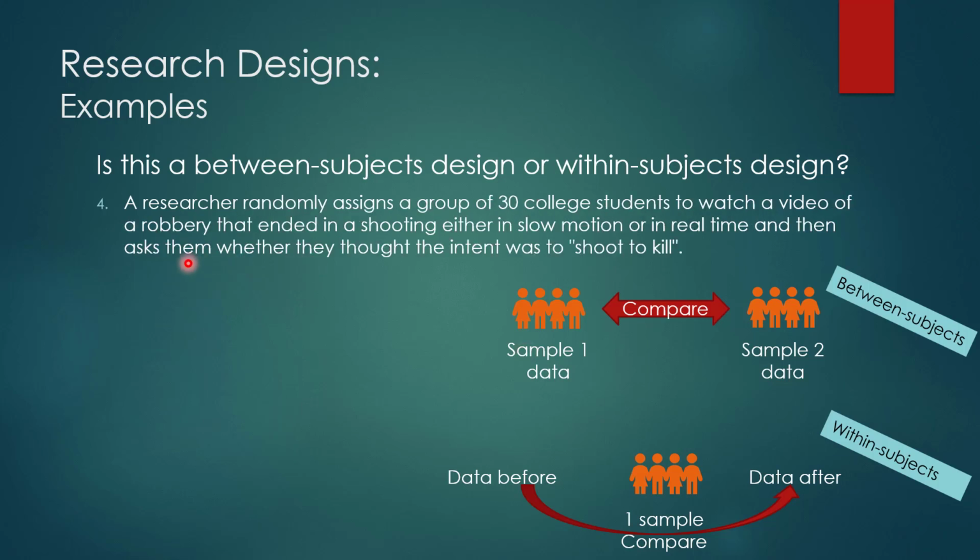All right, another example, our final example. A researcher randomly assigns a group of 30 college students to watch a video of a robbery that ended in a shooting, either in slow motion or in real time, and then asks them whether they thought the intent was shoot to kill. So here we have one group that watched the video in slow motion. We have another group that watched the video in real time. So is this a between subjects or within subjects? It's, again, a between subjects design.